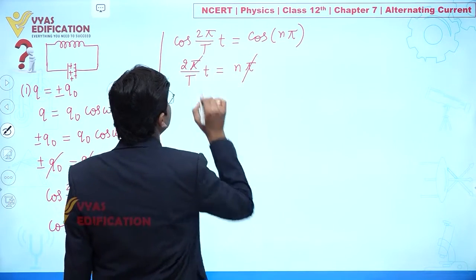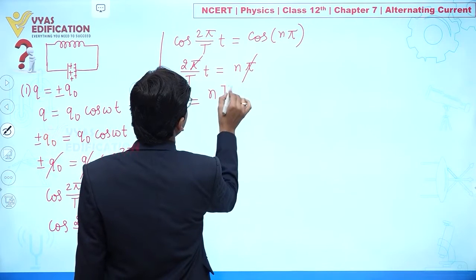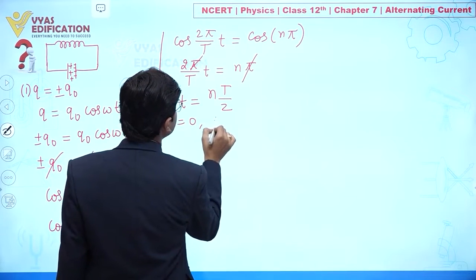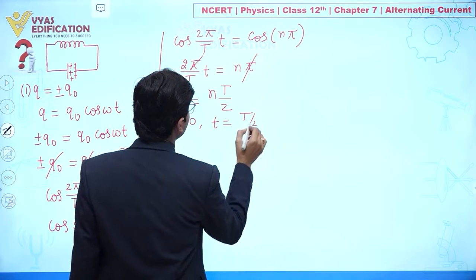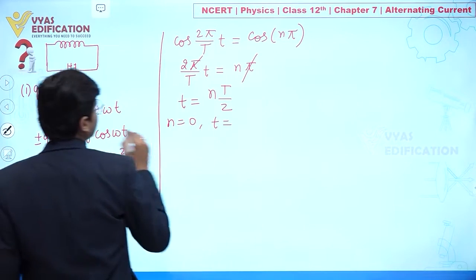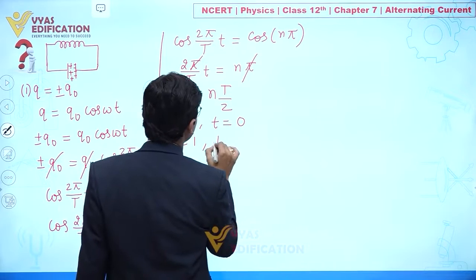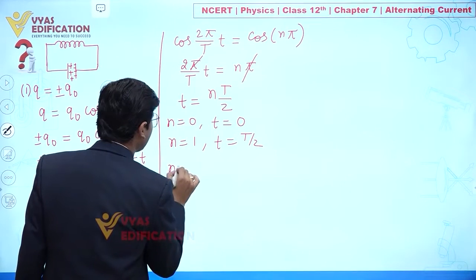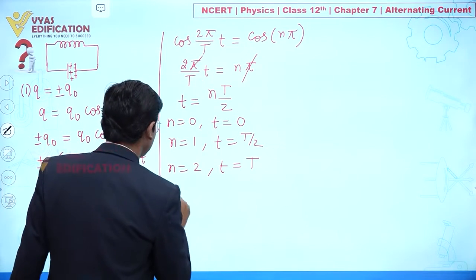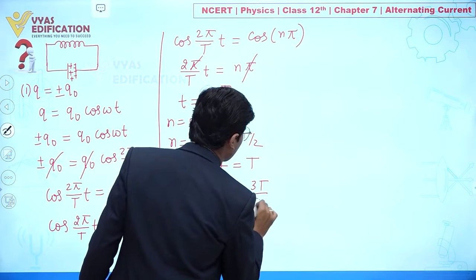Clear? We can say pi and pi cancel out. Clear? So from here we can write the value of t is given by nT by 2. Clear? Now if I place here n equal to 0, at that time I am getting t equal to 0. Now when I place n equal to 1, I get t equal to T by 2. If I place n equal to 2, I get t equal to T. Similarly when n equal to 3, t is given by 3T by 2. Clear to you?